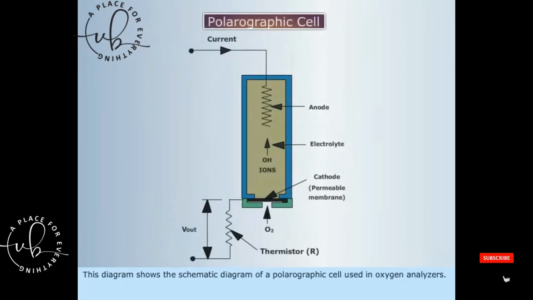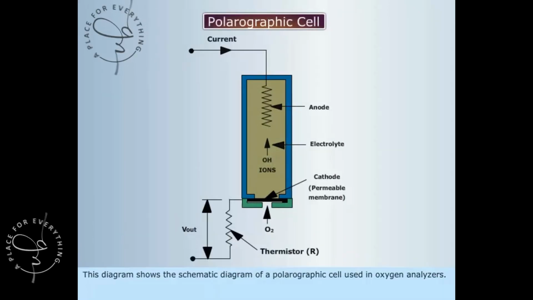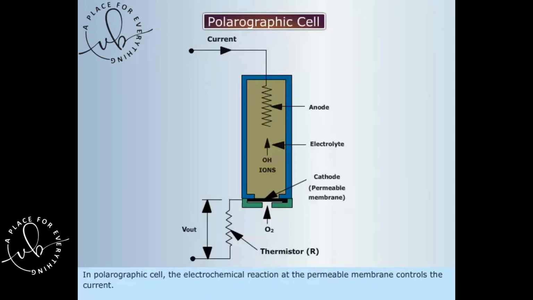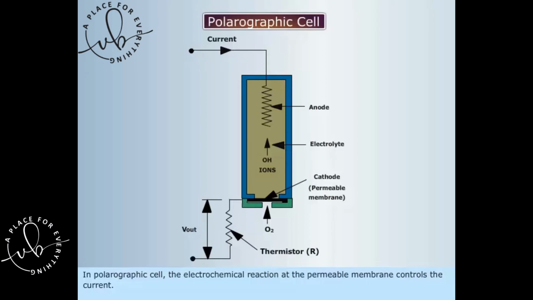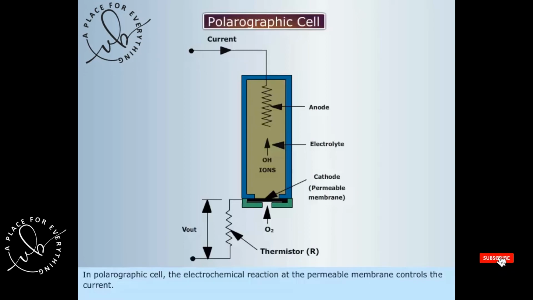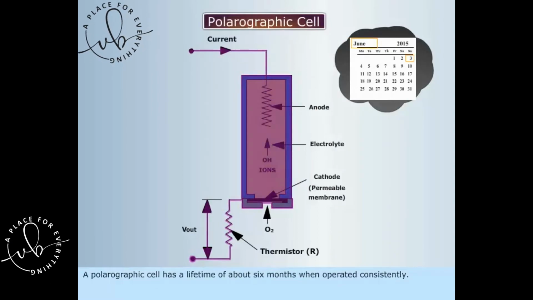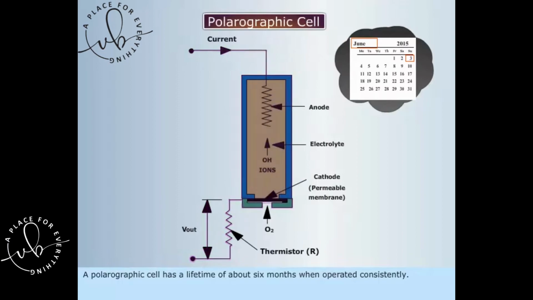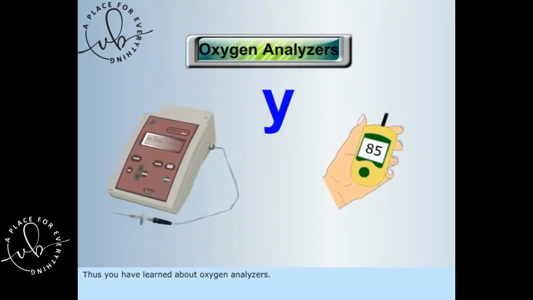This diagram shows the schematic diagram of a polarographic cell used in oxygen analyzers. In polarographic cell, the electrochemical reaction at the permeable membrane controls the current. A polarographic cell has a lifetime of about 6 months when operated consistently. Thus, you have learned about oxygen analyzers.